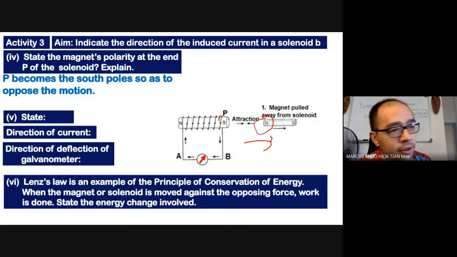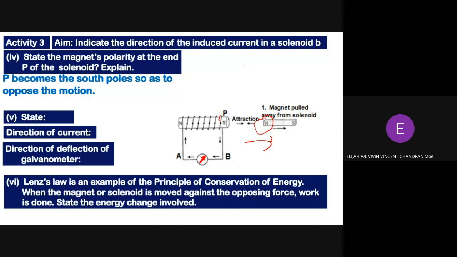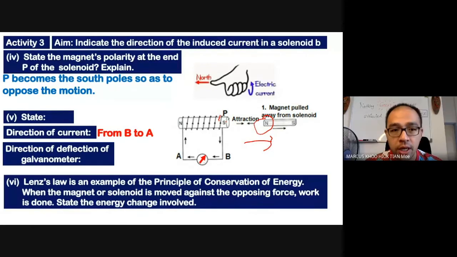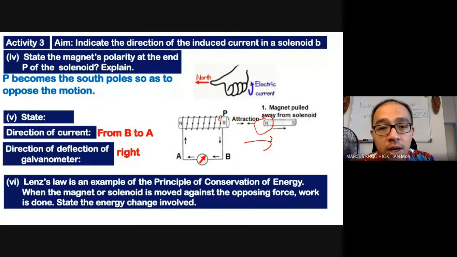Elijah, can you answer 5 for us, please? The direction of the current and the direction of deflection of the galvanometer. B to A. The direction of the deflection? To the right. Okay, to the right. Because as I said just now, the deflection of the galvanometer tells you where the current comes from. Alright. 6, now Lenz's law is an example of the principle of conservation of energy. When the magnet or solenoid is moved against the opposing force, work is done.